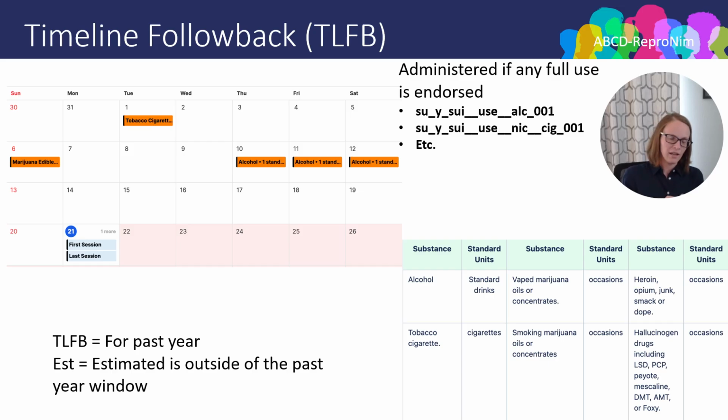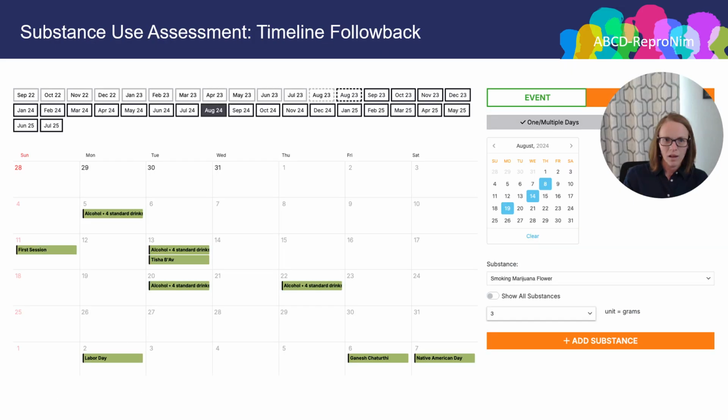We do take as much information as we can on smoked flower products so that we can convert cannabis into grams. All of this has been coded in the summary tables provided through the MBDC portal, and especially through our DEEP portal. So you'd be able to find a summary of the past year's timeline follow-back. Again, there's an estimated period, which you can see in this pink part of the table. That's outside the past year, and we're not going to get as much dosing or day-specific information from participants. And so when we go through the timeline follow-back, this is what our participants see.